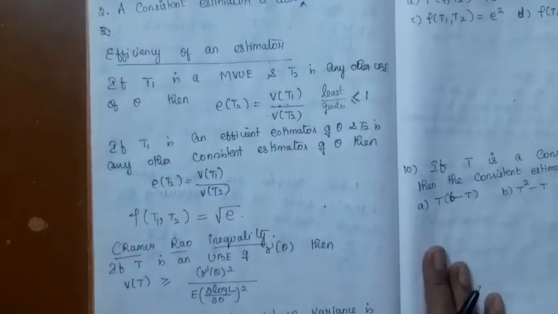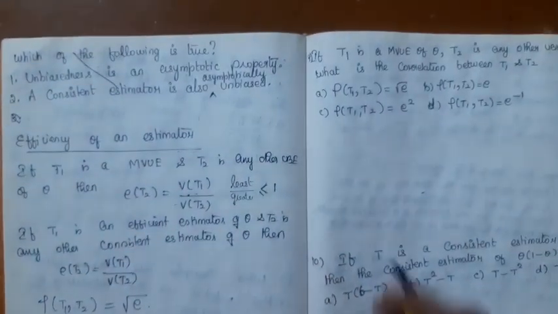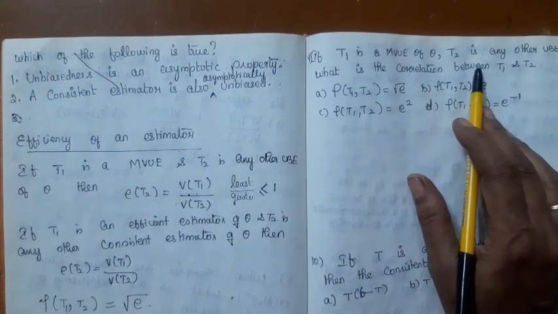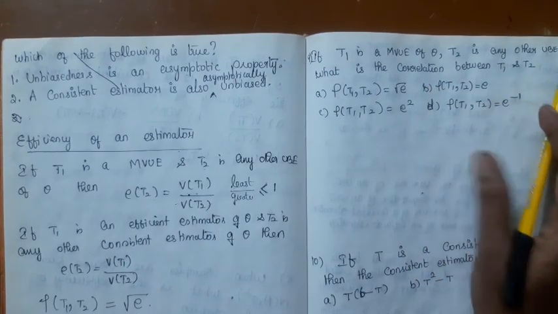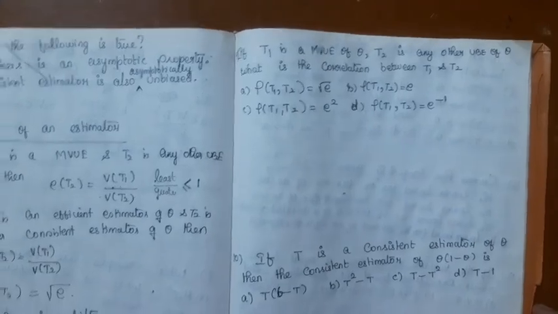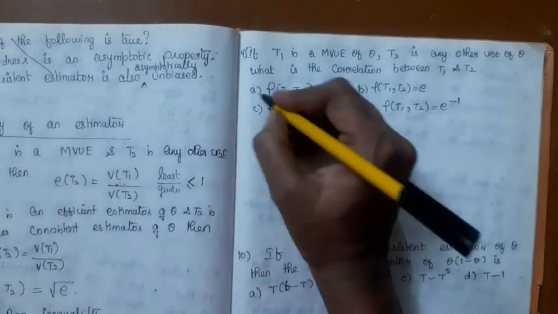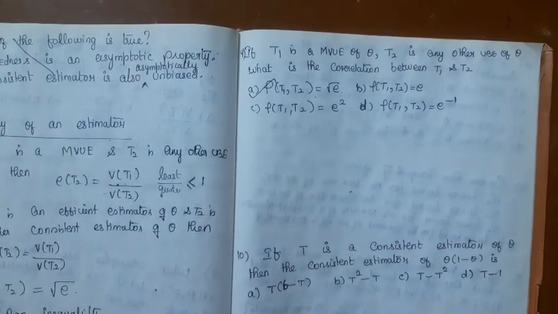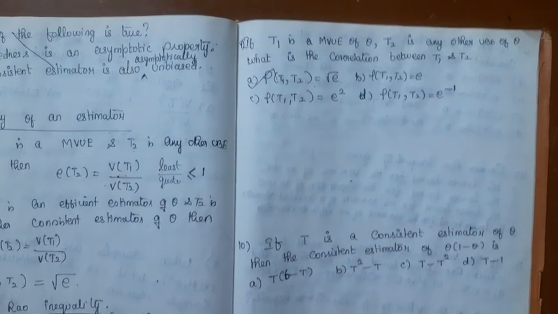Let us now go to the questions. If T1 is the minimum variance unbiased estimator of theta and T2 is any other estimator of theta, what is the correlation between T1 and T2? The correlation between T1 and T2 is the square root of the efficiency E.